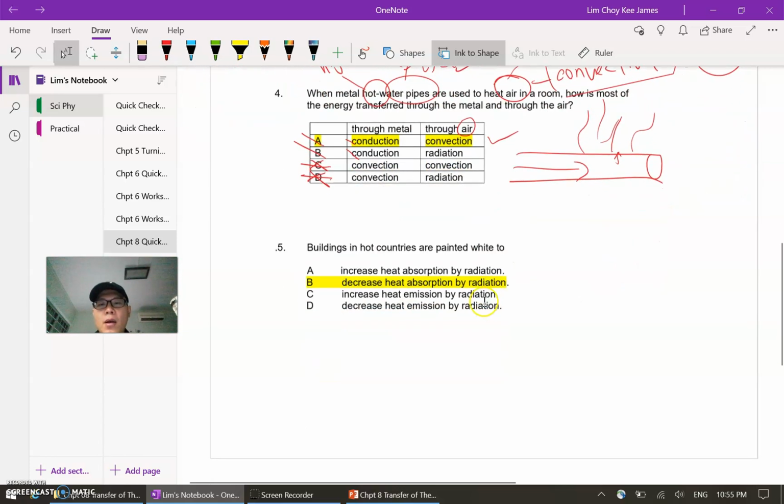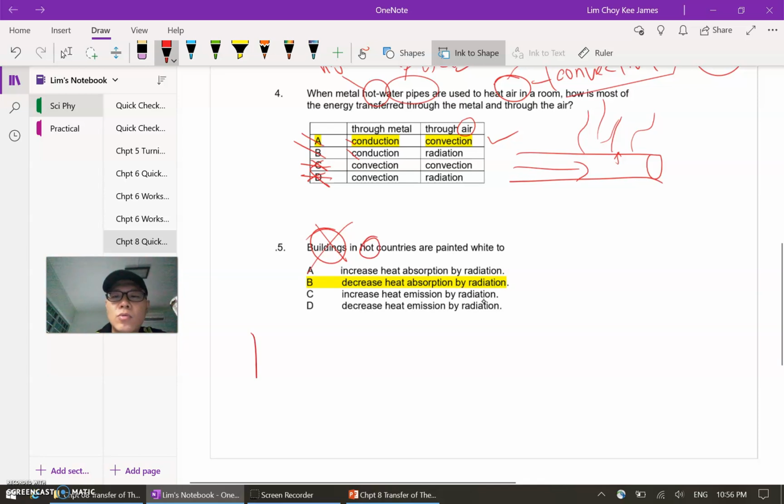Same thing as before: buildings in hot countries are painted white. So we talk about buildings. We will not know what building it is. Is it a building made of wood or concrete? There is not enough information. It could be 90% concrete, because most of the time they are modernized buildings, but we're not too sure, so there's not enough clue. We can't really say buildings is telling us about material, so it's hard to decipher.